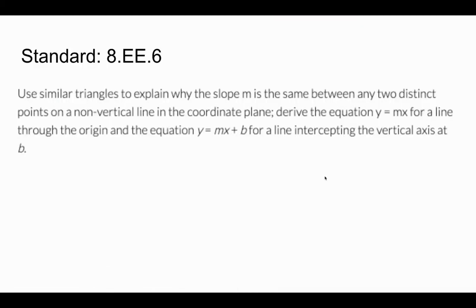There we go. So this is the standard. It's a little bit different than last week. 8.EE.6. Use similar triangles to explain why the slope, which is referred to as m, is the same between any two distinct points on a non-vertical line in the coordinate plane. There's a lot to that. But the big part: slope is the same between any 2 points. Derive the equation y equals mx for a line through the origin, and the equation y equals mx plus b for a line intercepting the vertical axis at b. We're not going to worry about that second half. That comes much later on, but we're really going to use this first part today.